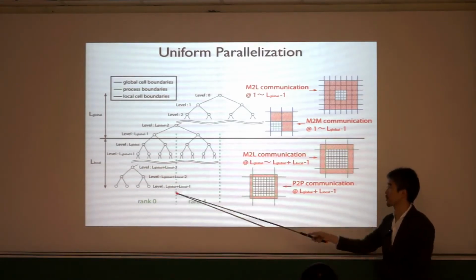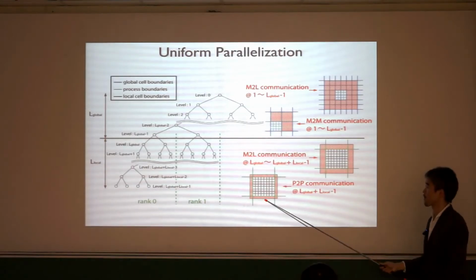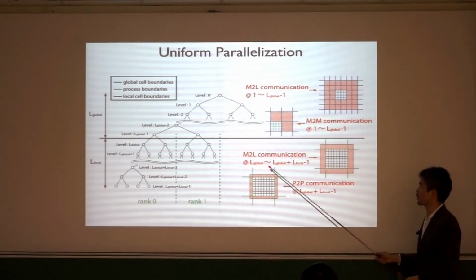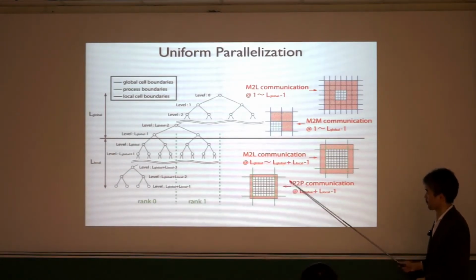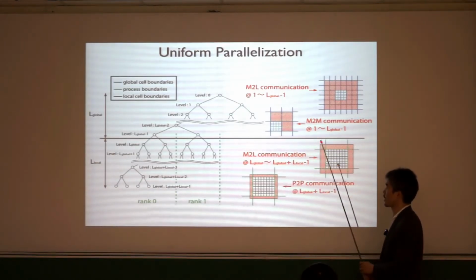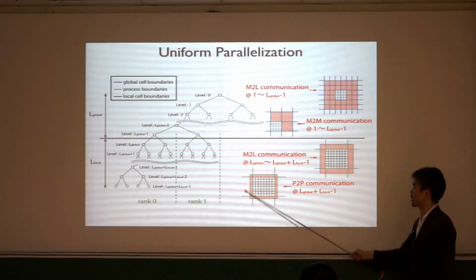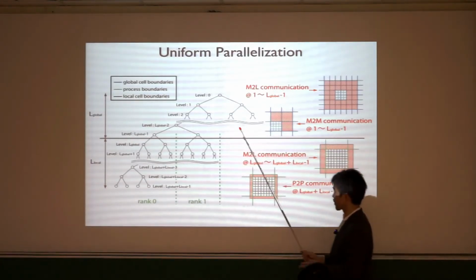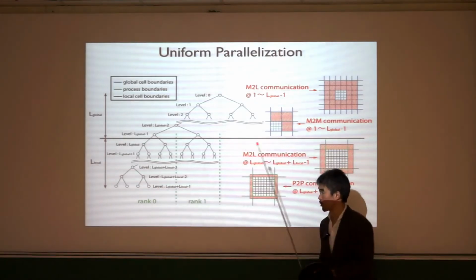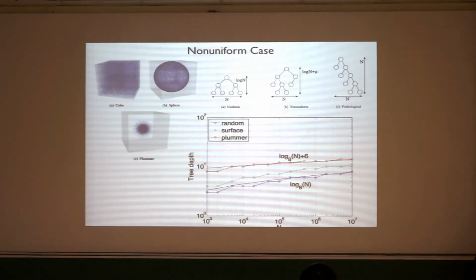If you're at the lower levels of the tree, it's the other way around. The amount of communication you need to do here is quite large, but you only need to communicate with the eight neighbors that are surrounding you. So the number of nodes you talk to is small, but the amount you need to send is large for the lower levels. So that's the amount of communication that you need to do in MPI, if you do MPI in FMM.